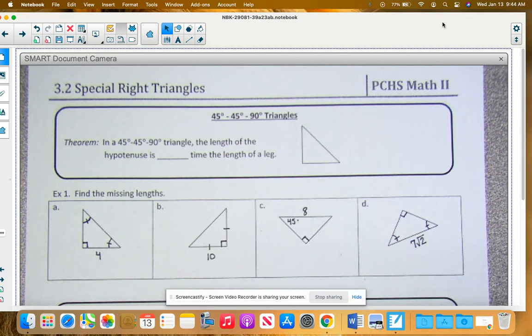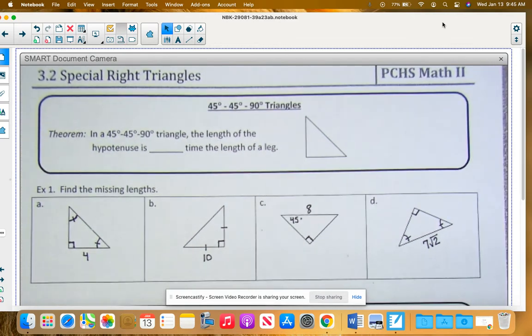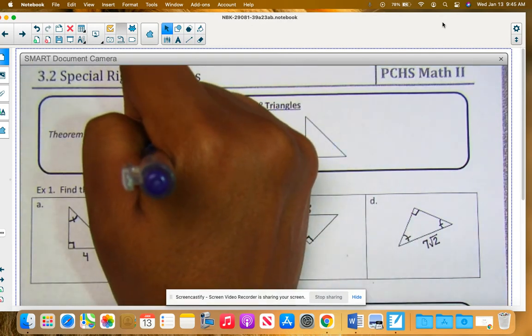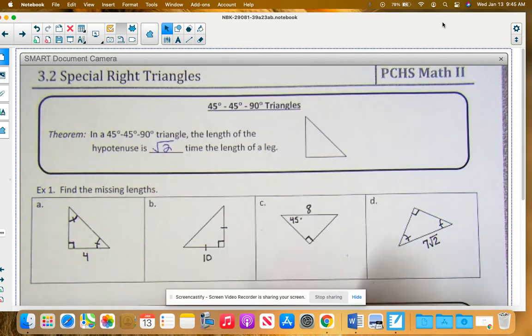So let's get started. There are two special kinds of right triangles. The first one is a 45, 45, 90 degree triangle. The theorem says that in a 45, 45, 90 degree triangle, the length of the hypotenuse is the square root of 2 times the length of a leg.